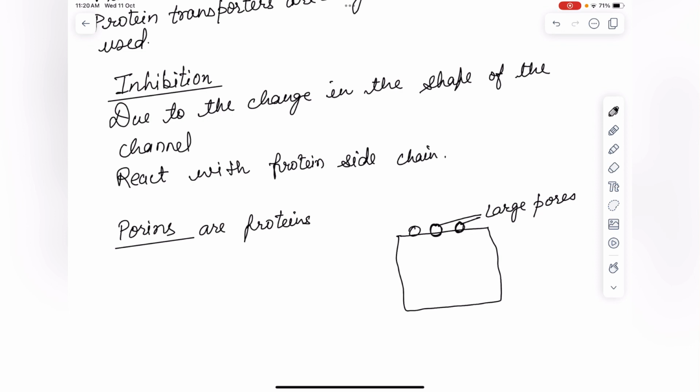ये किन चीज़ों को allow करेगा, pass करेगा? It will allow sodium, potassium, glucose, and some small proteins. Where will it be present? It will be present in the plastids, mitochondria, and some bacteria. ये porins कहाँ present होंगे? It will be present in the bacteria, plastids, and mitochondria.